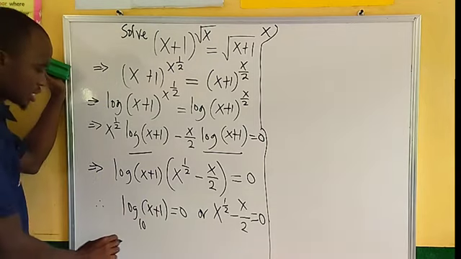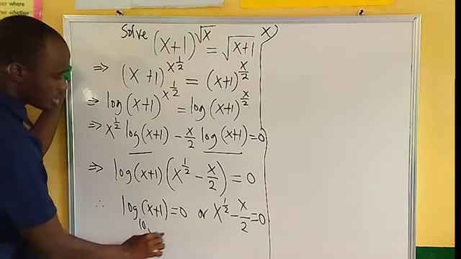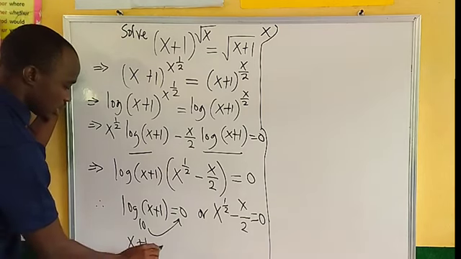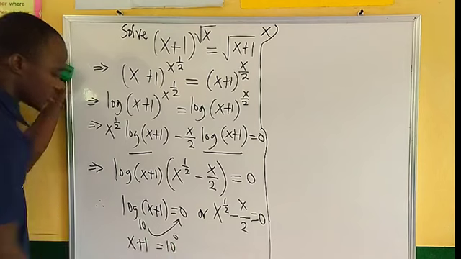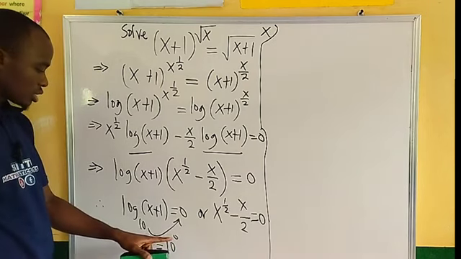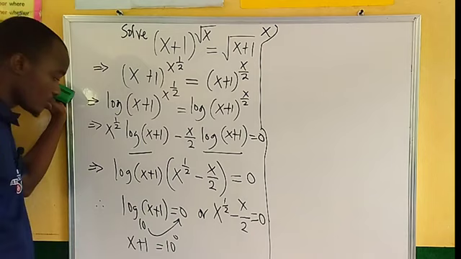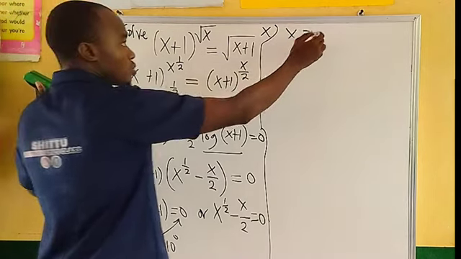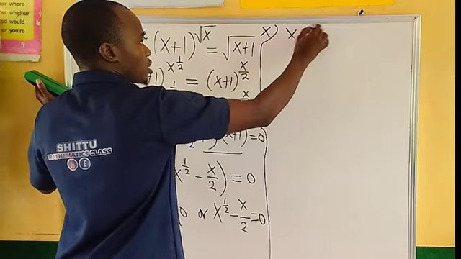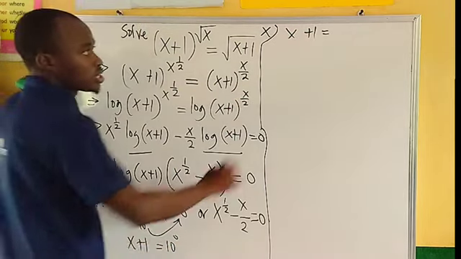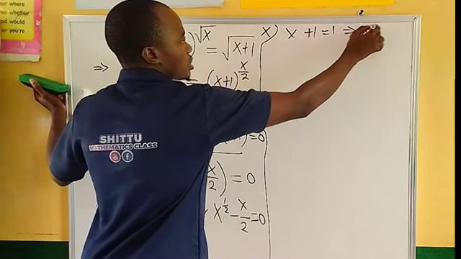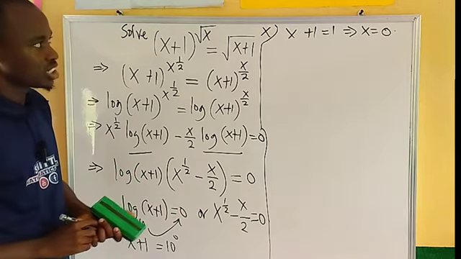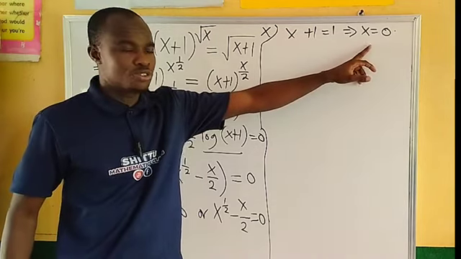The next thing to do is we can now take this to index form. So this is going to be x + 1 = 10^0. Are you getting it now? 10 to power 0 will give us 1. So we have x + 1 = 1, which implies that x = 0. If 1 goes to the other side, we have 1 − 1, and we have x equals 0.